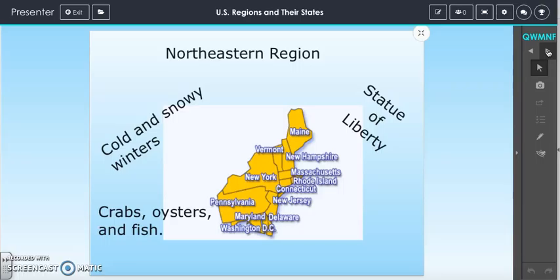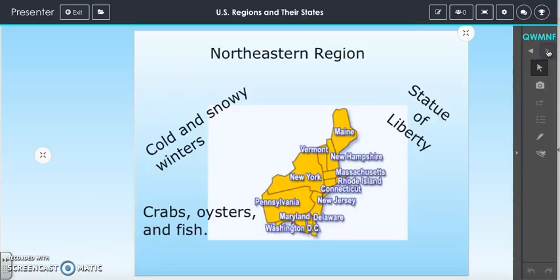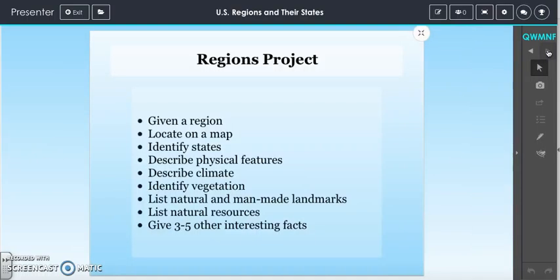So let's take a look at what you need to do for your project. Once I am finished with this lesson, you will be getting your group as well as your region. You will also get a guide to help you in your research and a map of the United States.